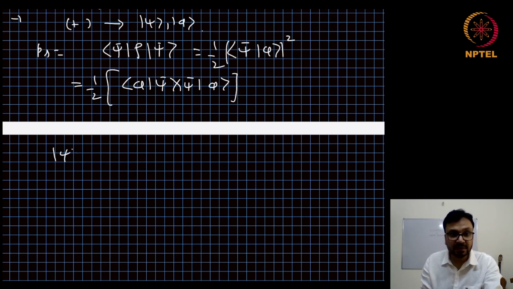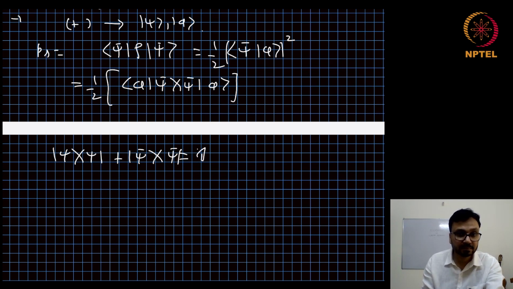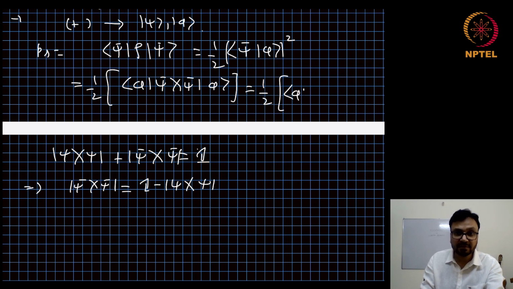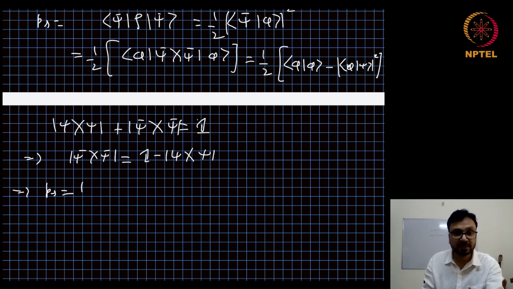We know that psi outer product psi plus psi orthogonal outer product psi orthogonal is identity. It means we can write psi orthogonal projector as identity minus psi projector. Hence this can be written as half times phi, minus the mod square of psi phi inner product. So we get the success probability to be half times 1 minus the mod square of phi psi inner product, which was alpha mod square.